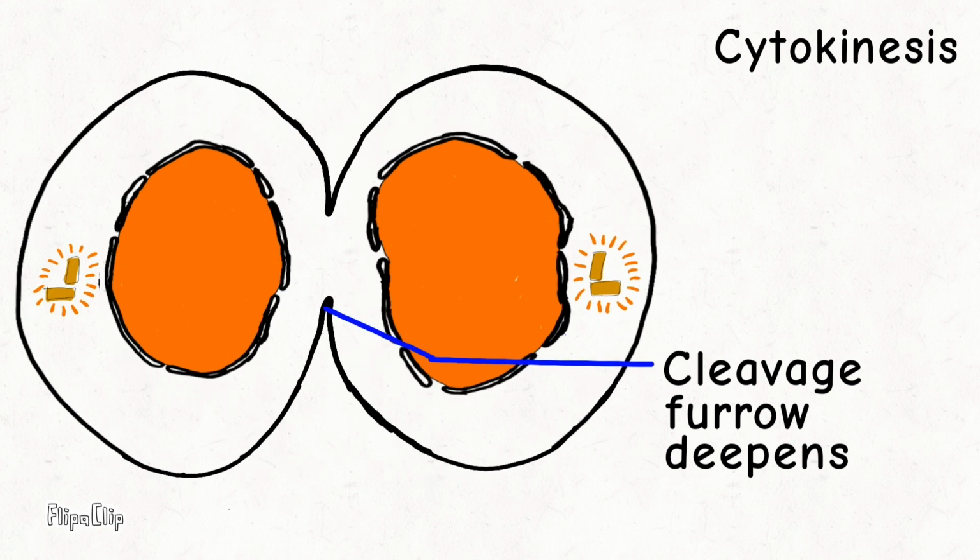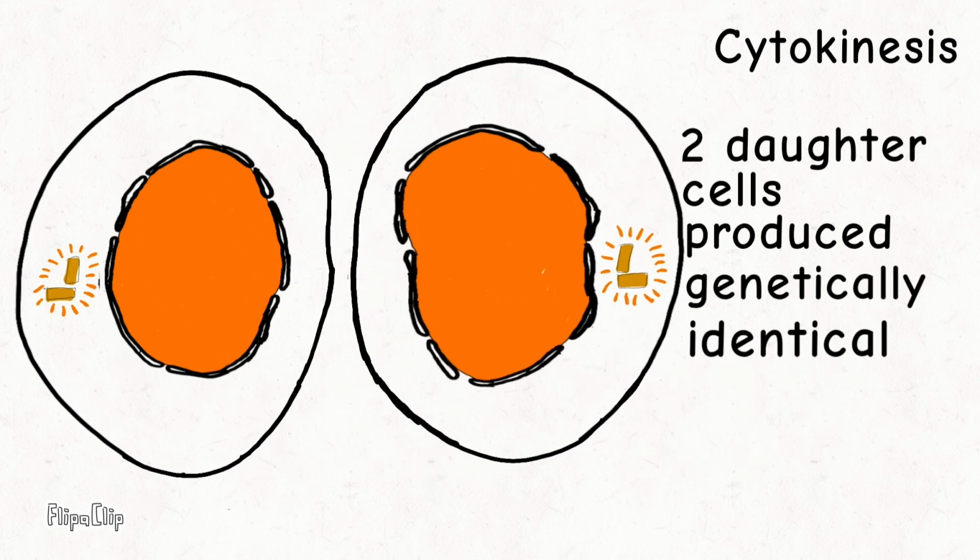Once cytokinesis has completed, two genetically identical daughter cells are produced. That is the end of the M phase, or mitotic phase, of the cell cycle.